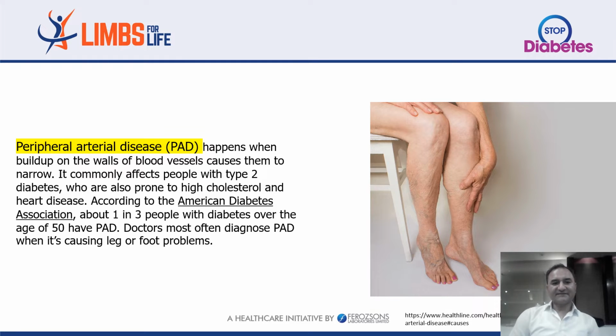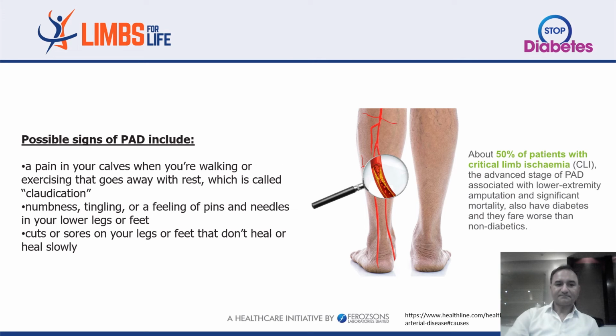Peripheral arterial disease happens when buildup on the walls of the blood vessels causes them to narrow. So the lumen of the vessels decreases due to the accumulation of plaques. It commonly affects people with type 2 diabetes who are also prone to high cholesterol and heart disease. According to the American Diabetes Association, about 1 in 3 people with diabetes over the age of 50 have peripheral artery disease, and doctors most often diagnose PAD when it's causing leg or foot problems.